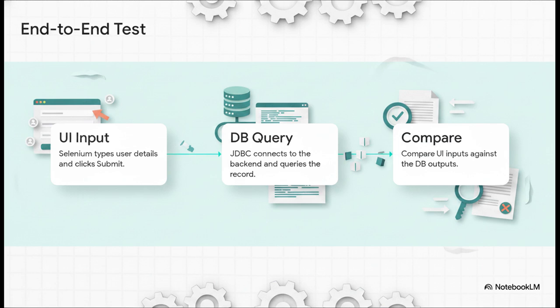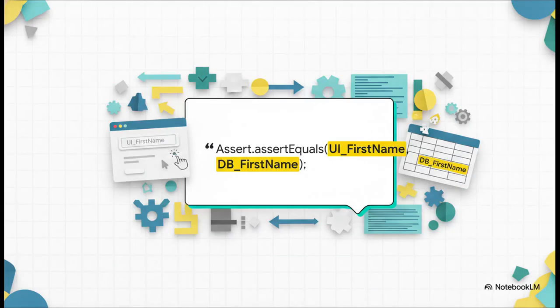Step 3. We capture the data the database gives back to us, and we compare it directly against the data Selenium just typed in. And here it is, the ultimate aha moment in your test script. Assert.equals. On the left side, we have UI first name, the exact string Selenium typed into the web browser. On the right side, DB first name, the exact string JDBC just pulled out of the backend table. This single line of code completely proves that the front-end illusion actually matches the backend reality.